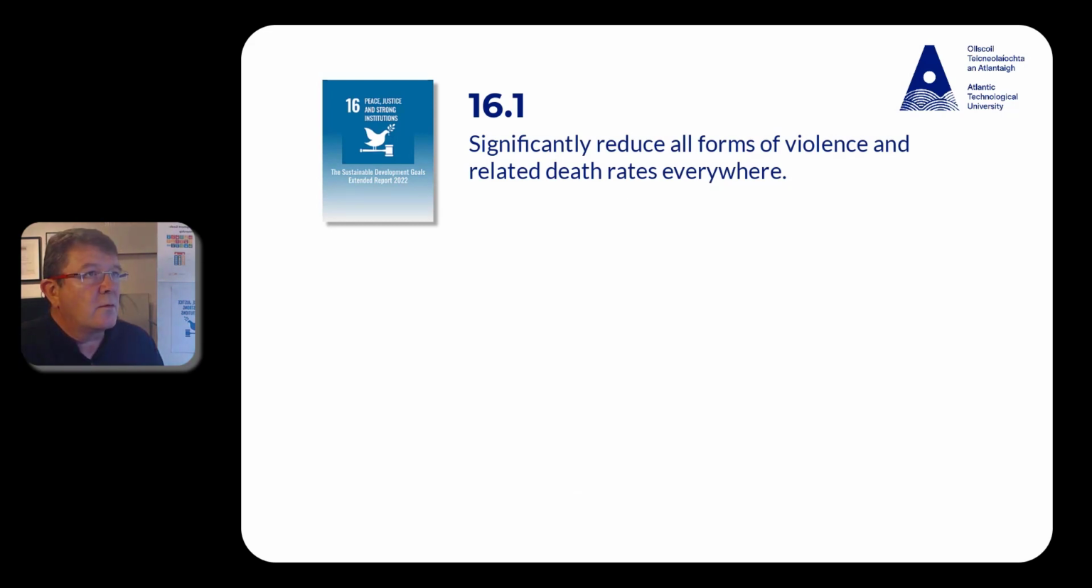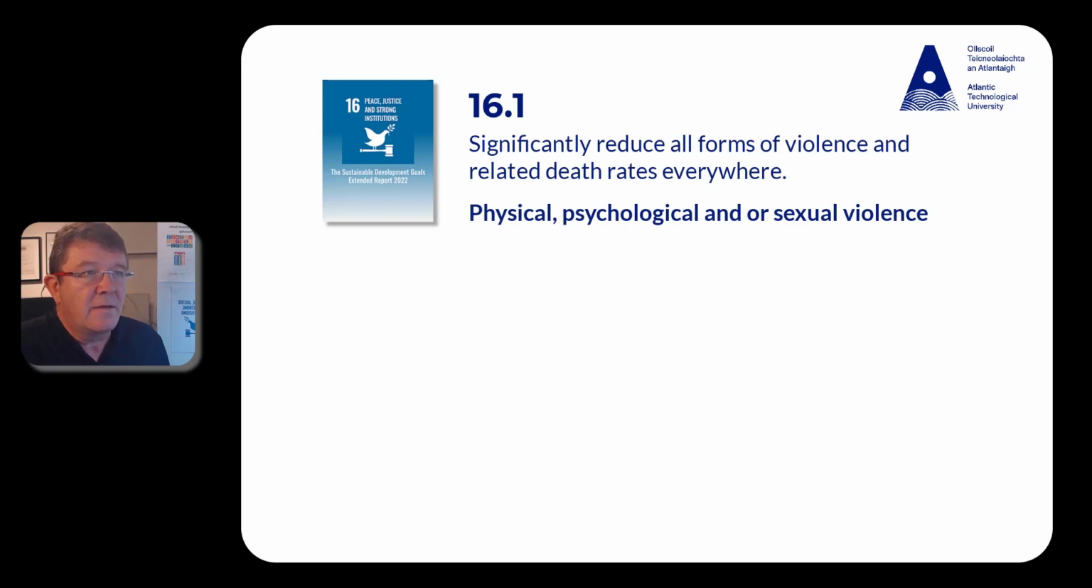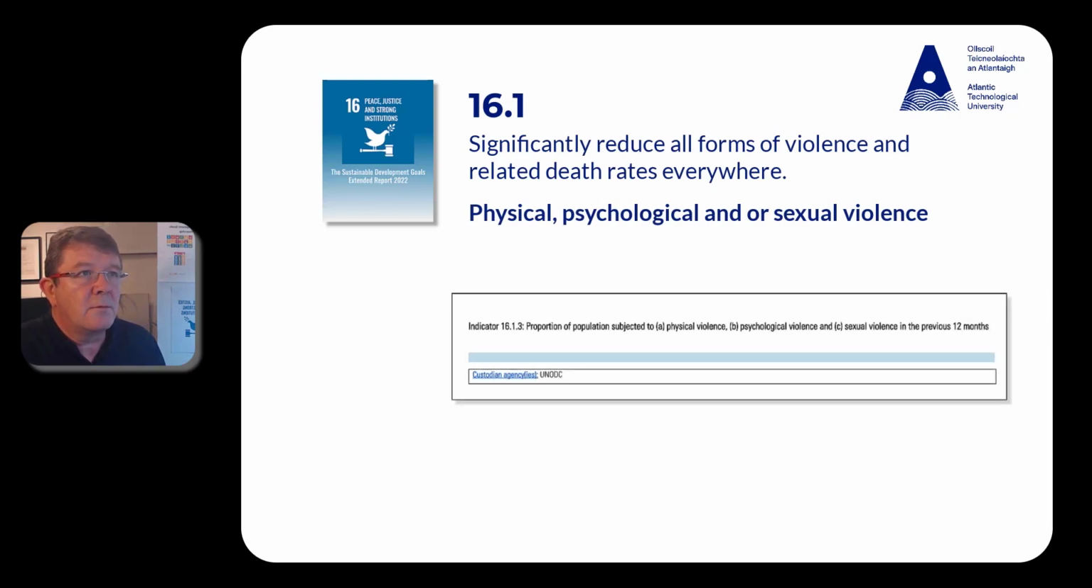Indicator 16.1.3, proportion of population subjected to physical violence, psychological violence, and or sexual violence in the previous 12 months. They don't give any statistics for this in the report, but you can look up some agencies if you want to find out more detailed statistics on it. They are, of course, quite difficult parameters to monitor.